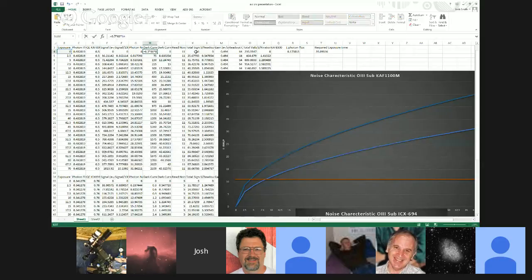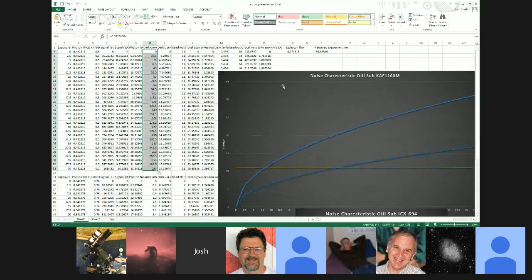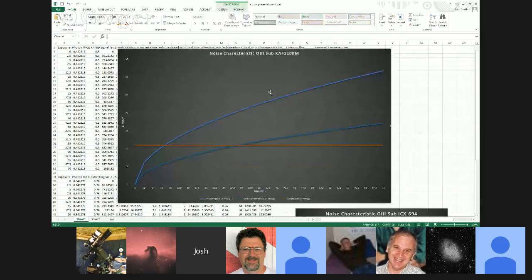So if we put that in, 0.07, sorry. And yep, there you go. As you can see, it went from the dark current noise taking over right around 10 minutes into an exposure to taking over at about 30 minutes into the exposure.